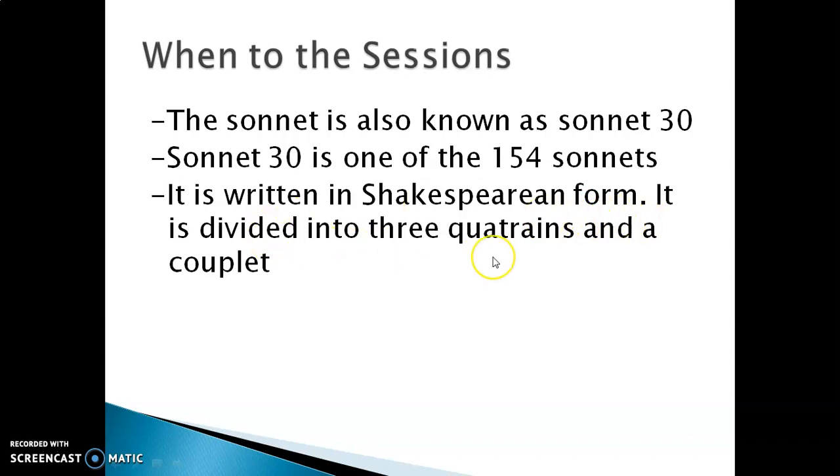It is divided into three quatrains, and in Shakespearean form we see three quatrains and a couplet. Each quatrain has 4 lines. So 3 quatrains is equal to 12 lines, and at the end of the sonnet we find a couplet, a group of 2 lines. So 12 plus 2 is equal to 14 lines.